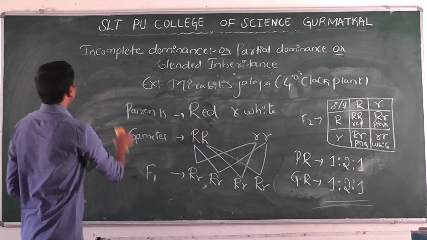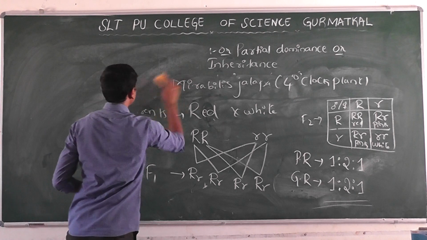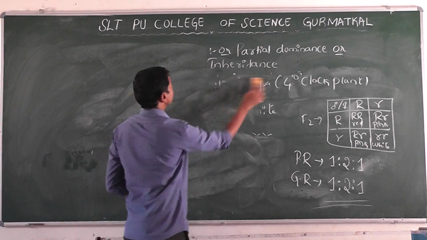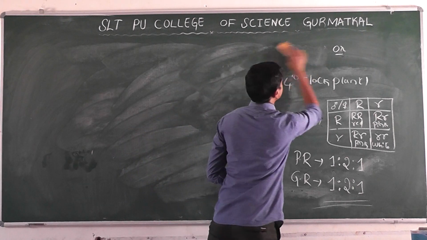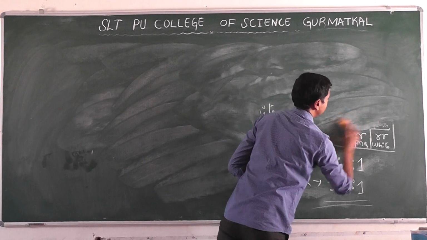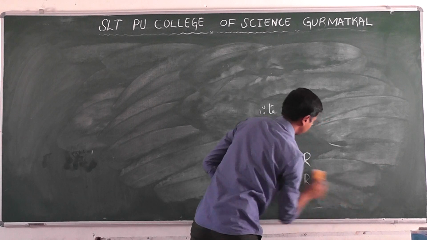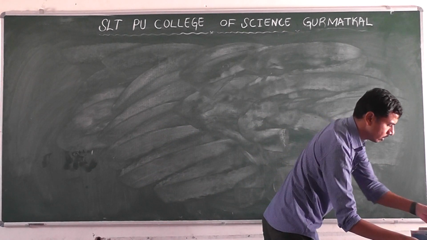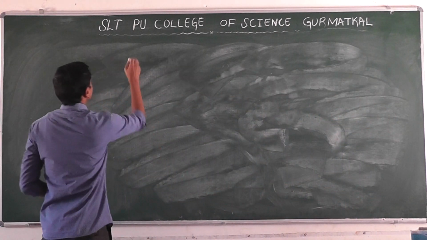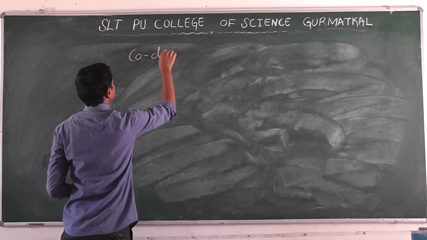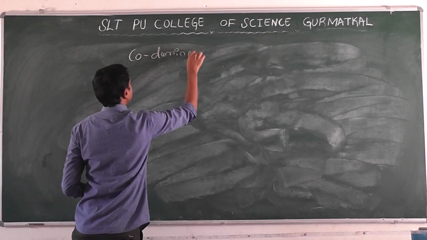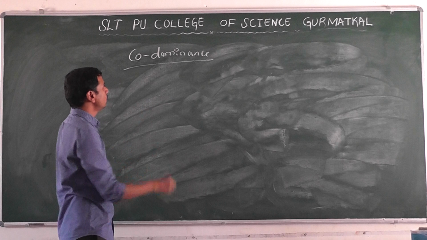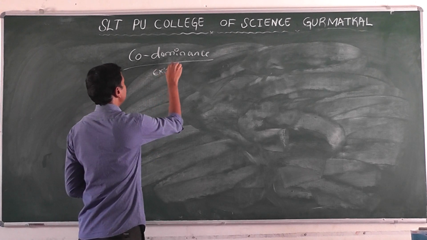Now we will concentrate on the codominance. For codominance, the example we are going to take is the human blood group.